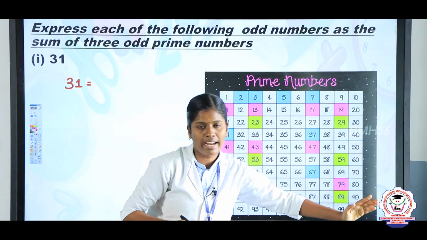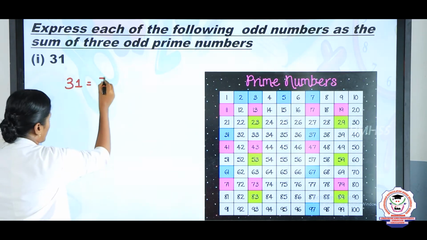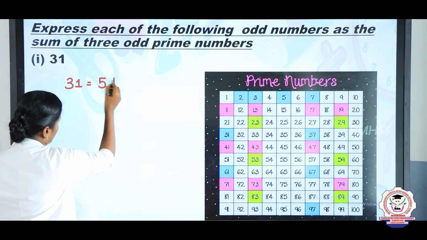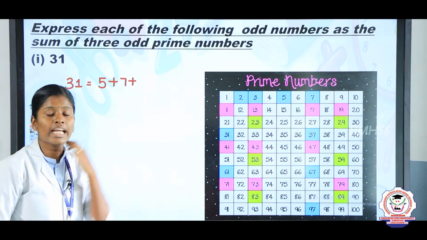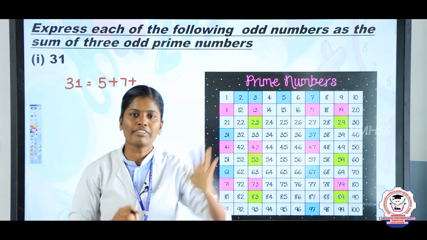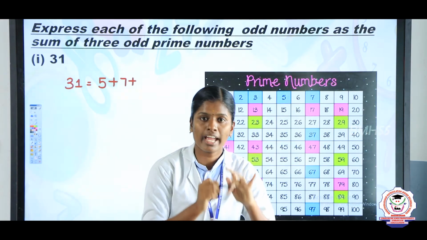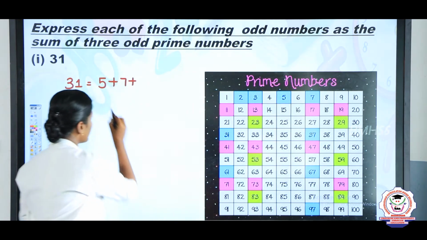Now we are going to add. Okay. So first I will take 5, then 7. So 5 plus 7, what is the answer? Keep 5 in the mind, 7 on the fingers. So after 5: 6, 7, 8, 9, 10, 11, 12. So here we got the answer, 12.